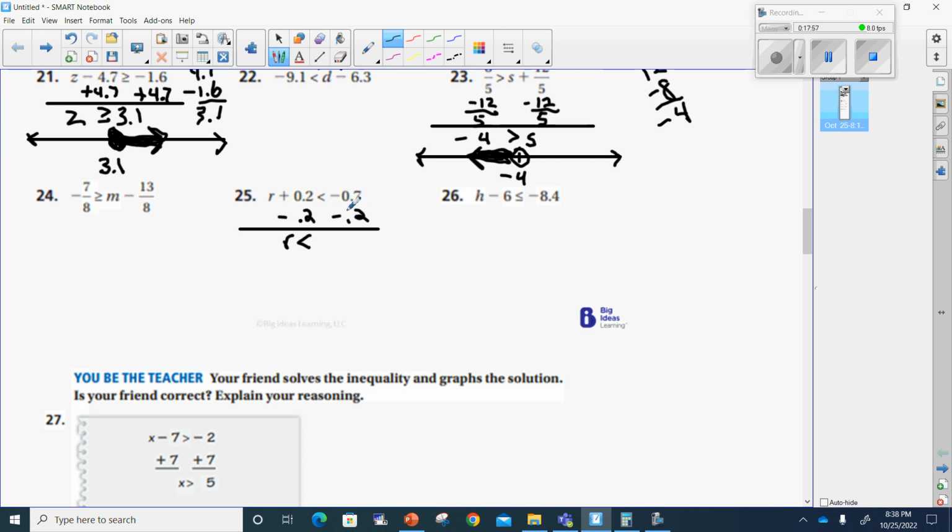When my signs are the same, I find the sum. So 7 and 2 make 9. That's negative 0.9. And now I make my graph. I'm going to put negative 0.9 down because that's the number I found. And then since r is smaller than negative 0.9, I'll make an open circle so it doesn't include negative 0.9 and shade in all the numbers that are smaller.